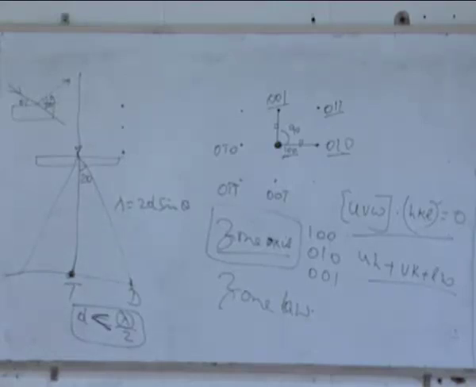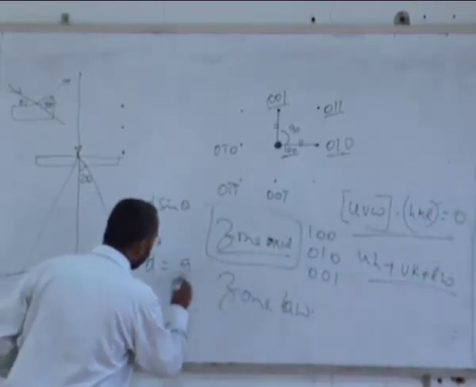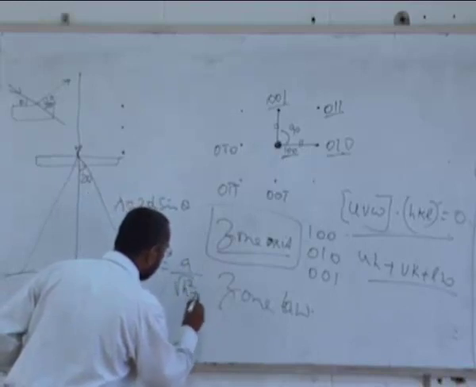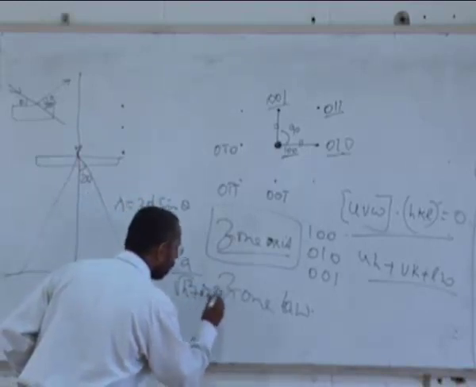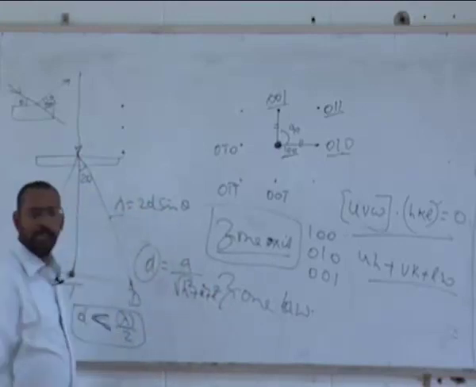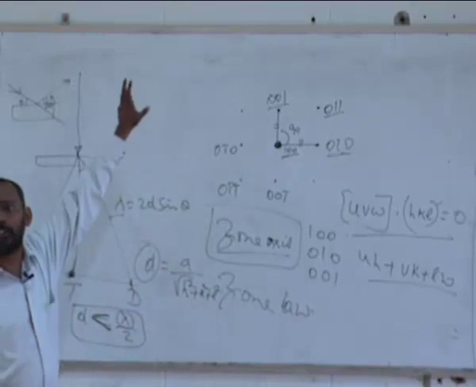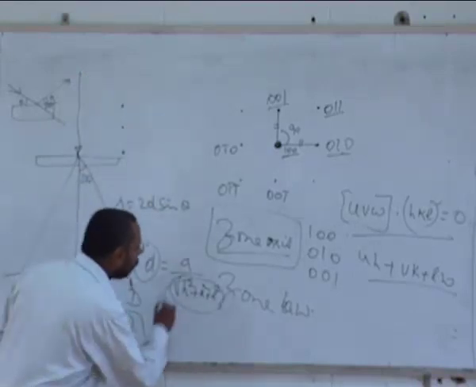So what is the largest d? Okay, so d depends on what? d is nothing but a by square root of h square plus k square plus l square. If you want to have the largest d for a given lambda, if the theta is the smallest, d has to be largest. When will the d be largest? Whenever this HKL is very small.